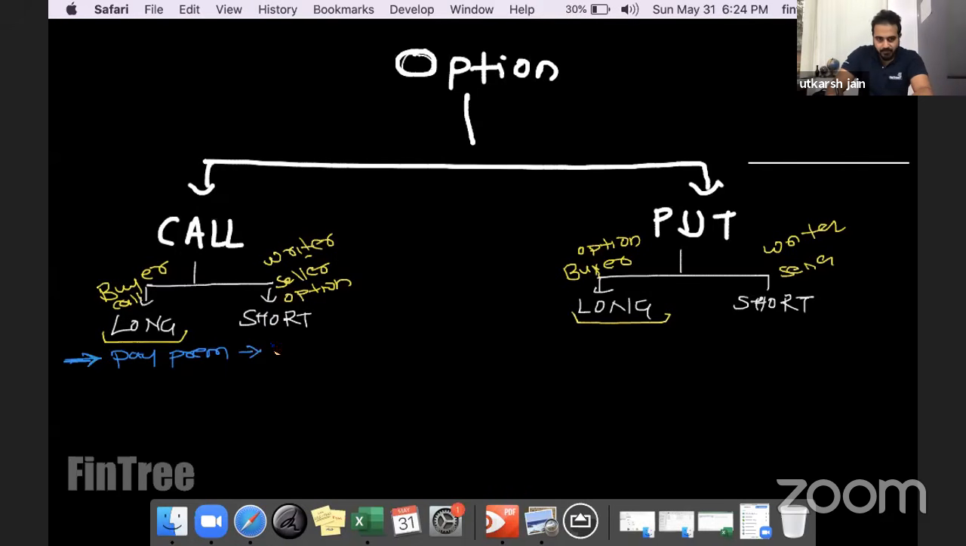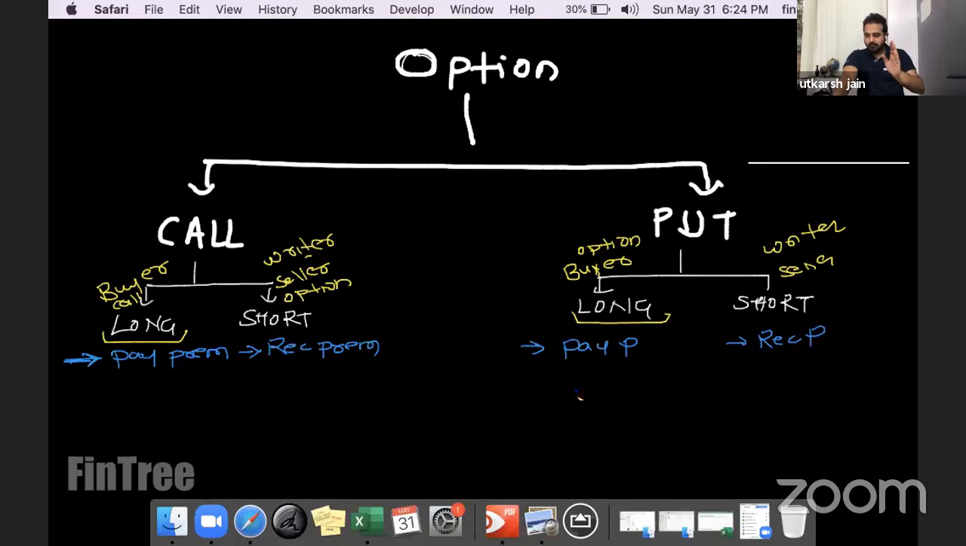Short call, receive premium. So a short call is in the business so that he can earn the premium, and a long call is in the business because he can get the right. Same story applies to long put. Long put will pay premium, and short put will receive premium.